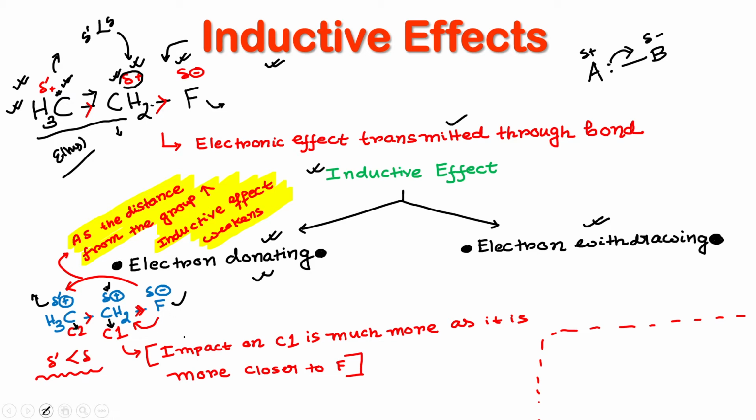You can see that this electron withdrawing or electron donating inductive effect weakens as the distance from this atom increases. As it is a type of electronic effect which is transmitted through bond, as the distance from this atom increases, the electron withdrawing or donating inductive effect will also decrease.